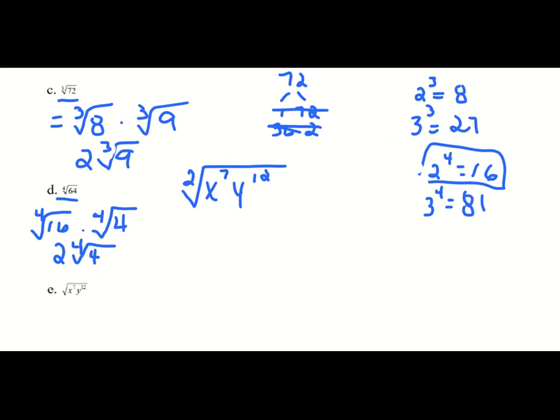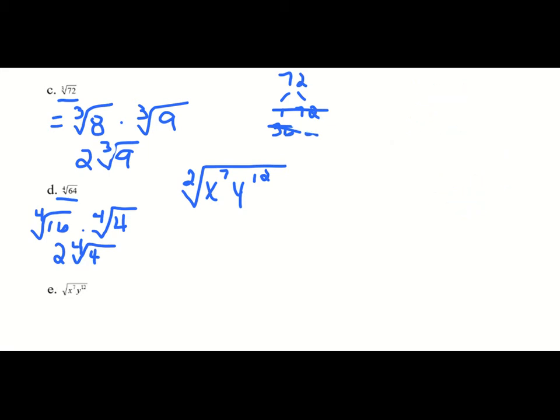Again, do this with your division. So I know that if I divide 2 into 7, I'm just going to do it over here. 2 into 7. 2 goes into 7 3 times. 2 times 3 is 6. So when I subtract, I have 1 left over, or think of it as a remainder of 1. That's telling me I can pull out 3 groups of 2 from x to the 7th. So I'm going to have x to the 3rd power.